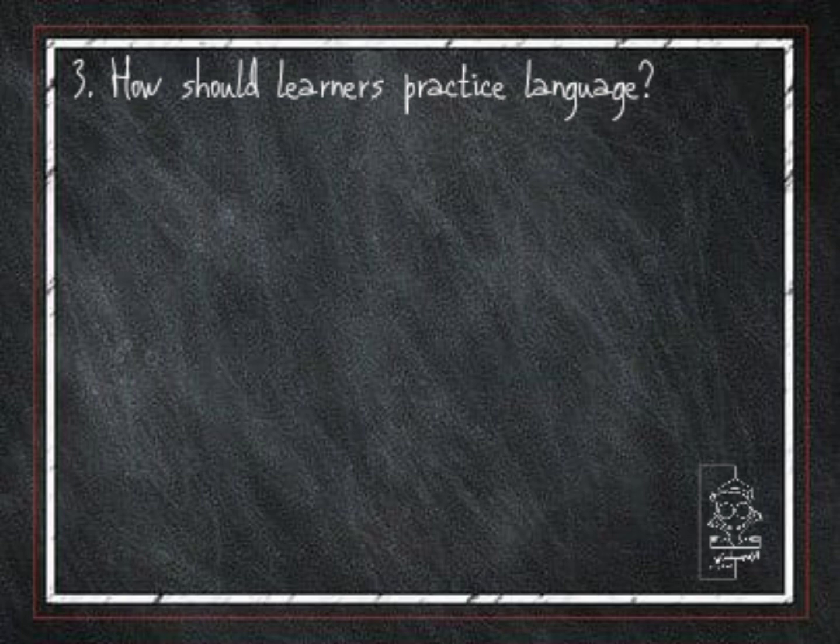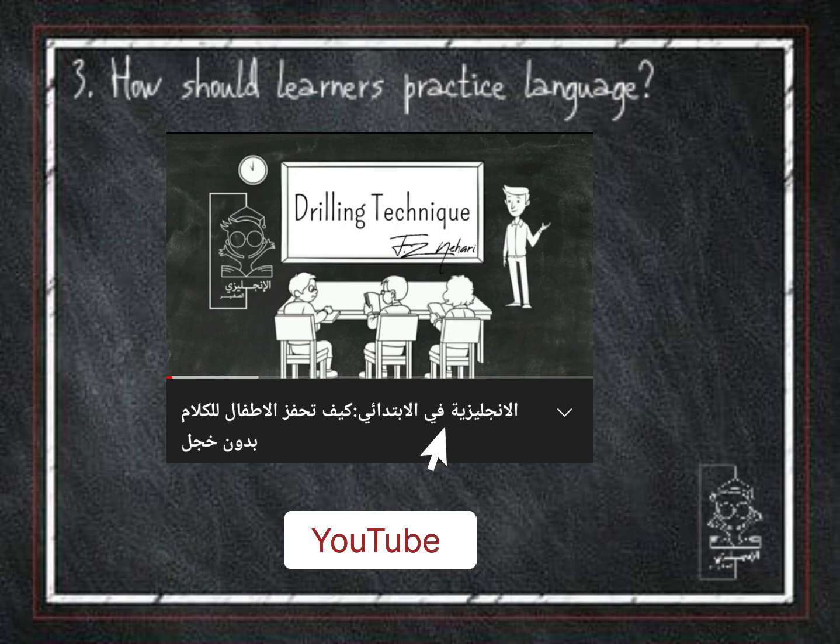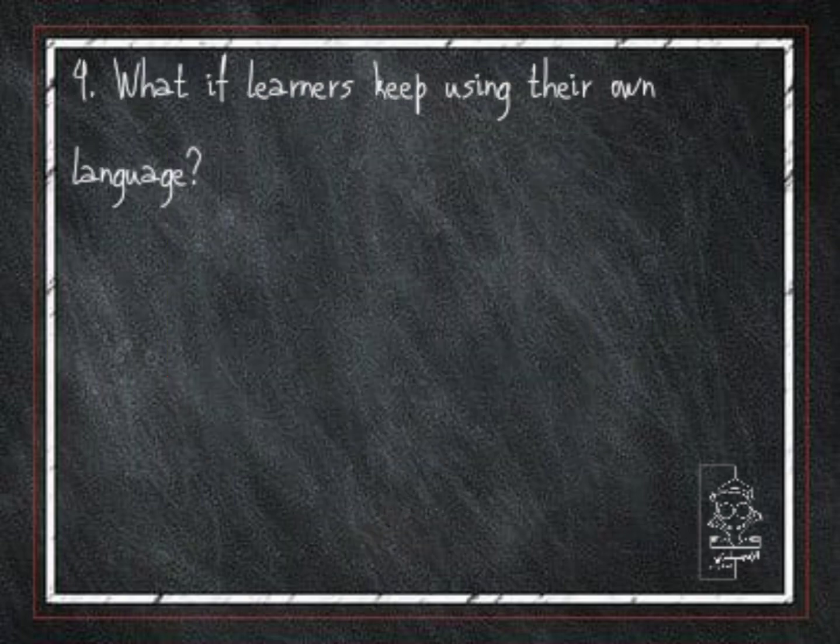Now you may ask, how should learners practice language? If and when your students have been exposed to language whose meaning and construction they understand, it makes sense for them to practice it under controlled conditions. The simplest kind of repetition is explained in one of our videos. The link to it is in the description box.